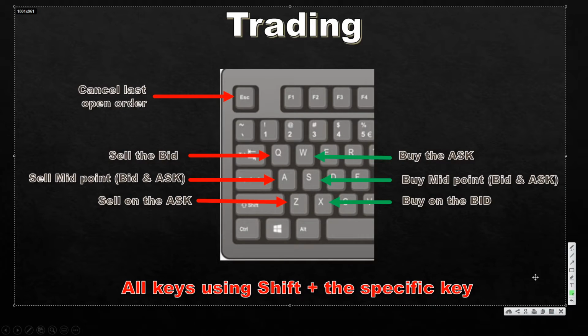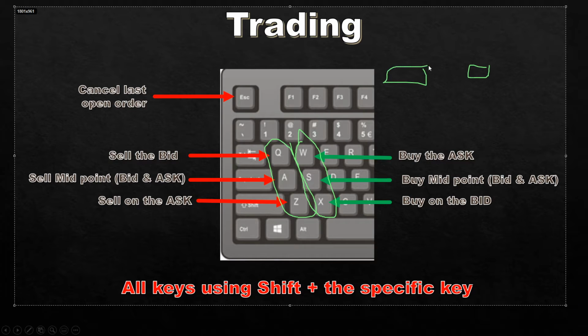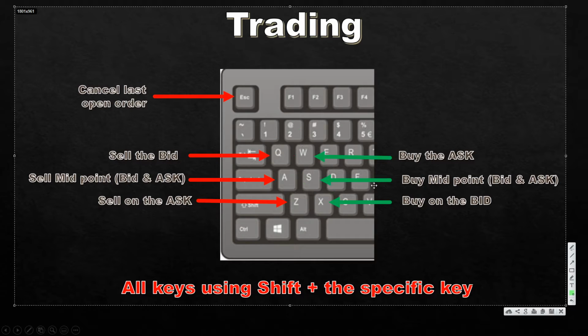Again, these are semi-logical. As I said, everything on the right-hand side is a buy, and everything on the left-hand side is a sell. The reason being, if you saw the montage, the buy button is on the right, the sell button is on the left. So I completely associate buy to the right-hand side and sell to the left-hand side, just in case I forget. And these go from less aggressive to more aggressive.